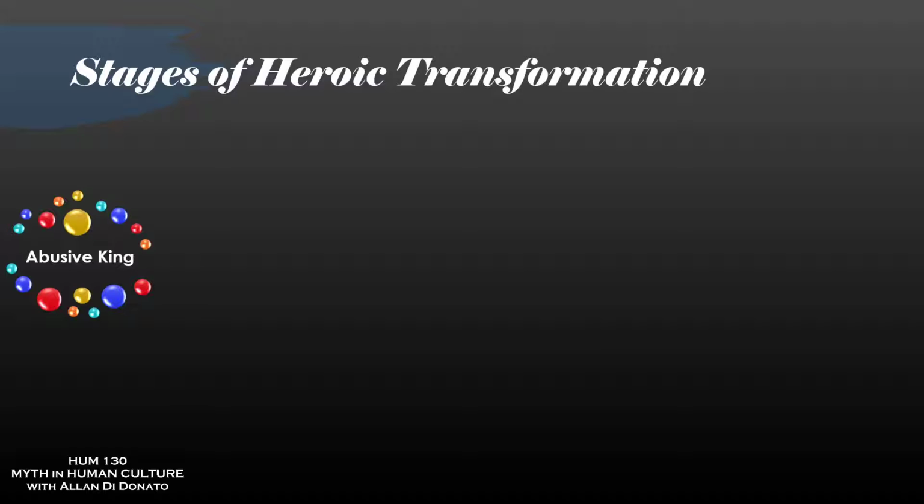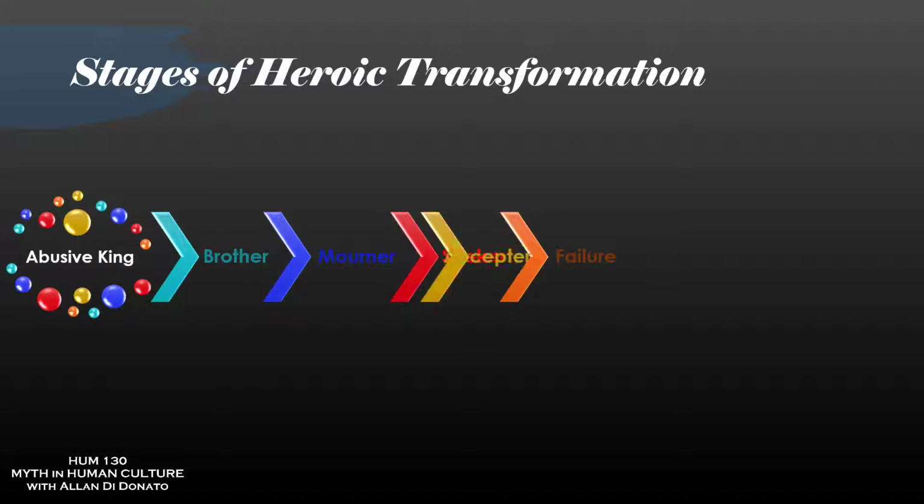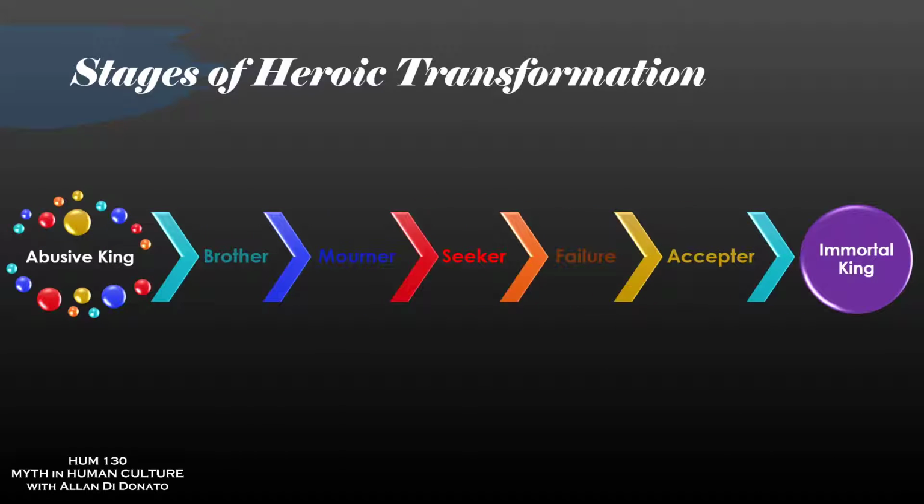So the stages we're going to look at the story according to are these. The abusive king, and I'm going to ask you guys a little bit of feedback in your texts because I'm assuming you've read the story, so be thinking about why I'm calling him an abusive king. Then he's going to evolve into the brother, the mourner, the seeker, the failure, the acceptor, and at the end of the story, the immortal king.